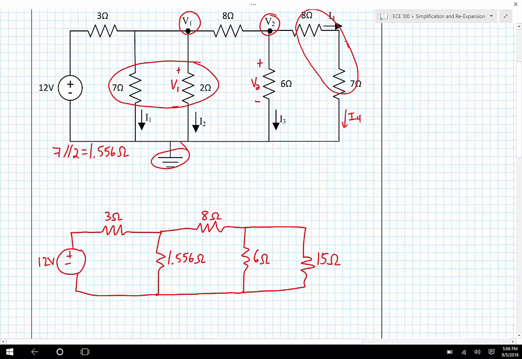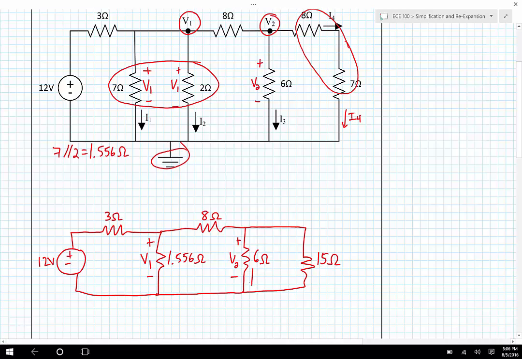Now the question is, which of our original variables can still be labeled in this diagram? Well, V2 is clearly still across the 6 ohms. V1 was across both the 2 ohm resistor and the 7 ohm resistor. Because those two resistors were in parallel, it was across both of them. And when we combine them in parallel, it's also across the parallel combination. So we can still label V1. I1 and I2, though, they're both gone. I1 was only through the 7 ohm resistor, which is gone. I2 is only through the 2 ohm resistor, which is gone. So those are both gone.